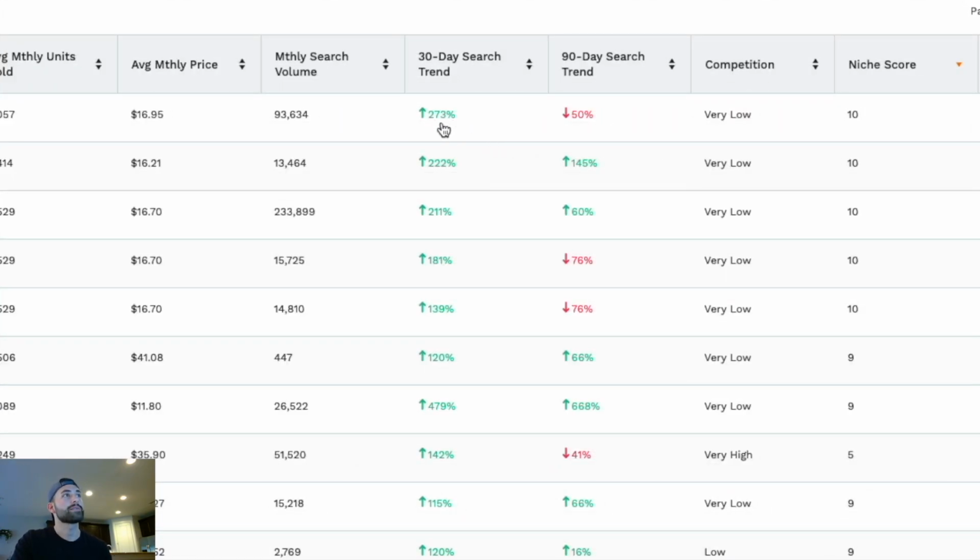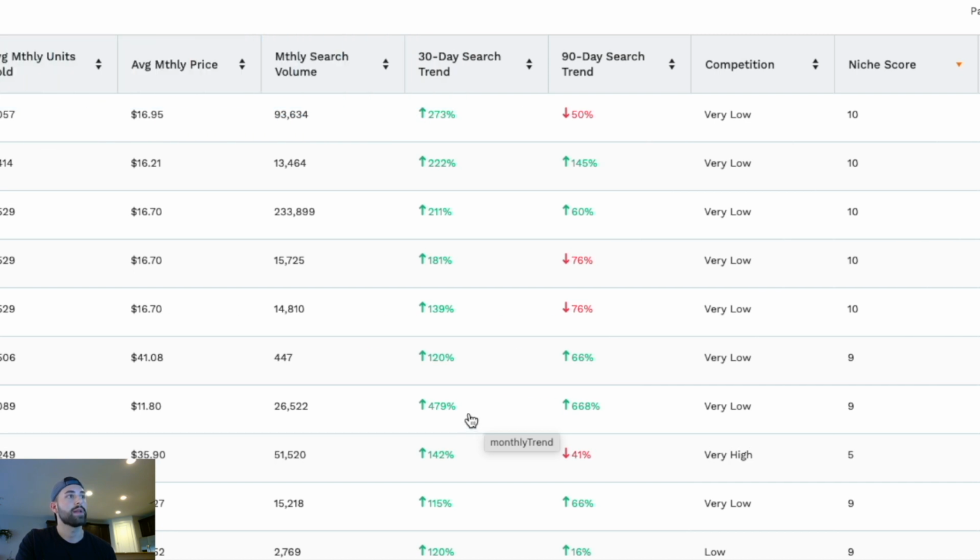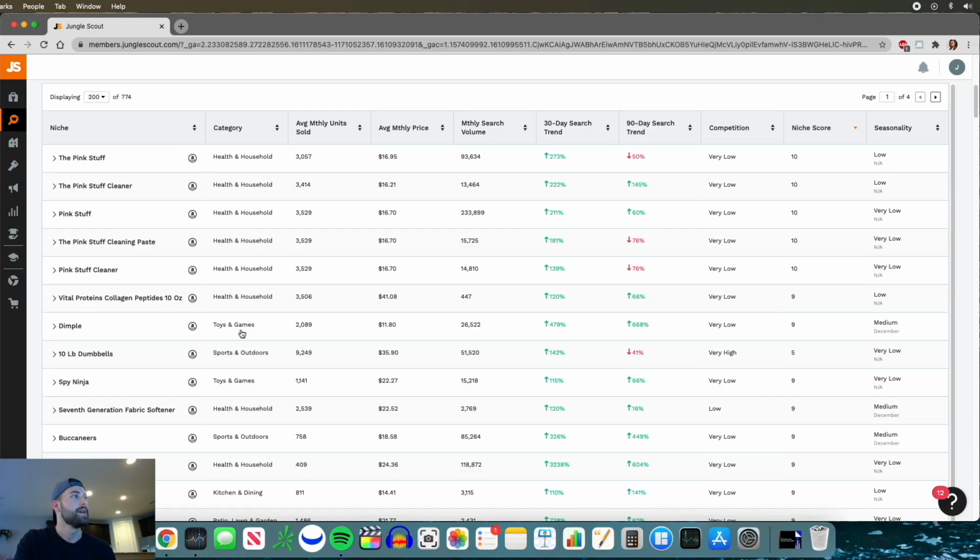Now, if I see something that is increasing in the last 30 days, however, it's been decreasing in the last 90 days, it's not really a product that I want to be focusing my attention on. What I'm looking for are 2 strong numbers, and I'm really looking for a higher number for the 30-day search trend versus the 90-day. And that just tells me that it's increasing in more demand in the recent month versus the last 3 months. So for this one right here, this is backwards from what I'm looking at. This tells me that it's been in demand for a while. However, this is 479%, and that is far above the 100% minimum that I usually set for myself. I take a look at this.